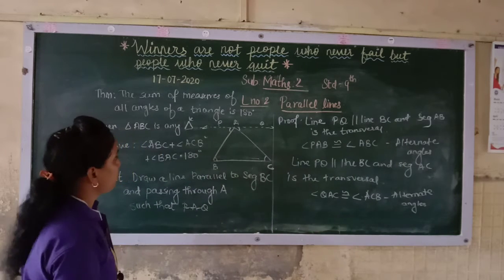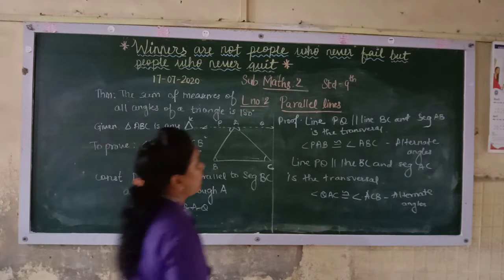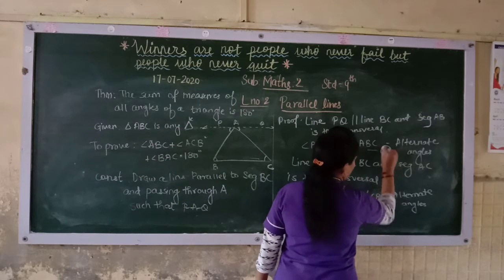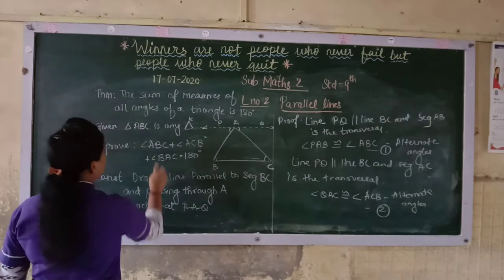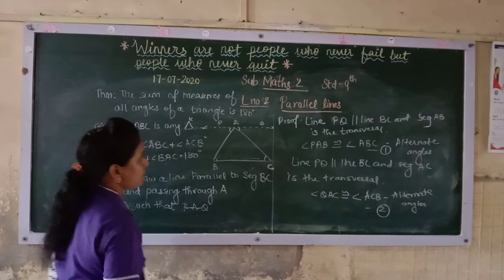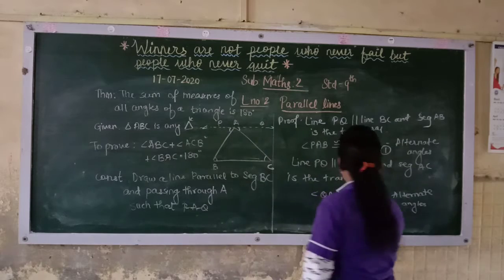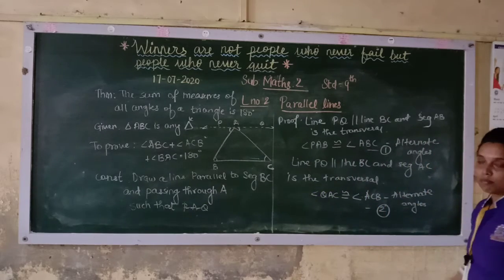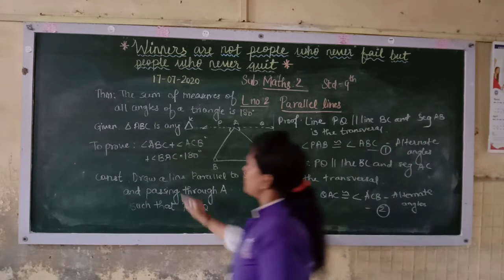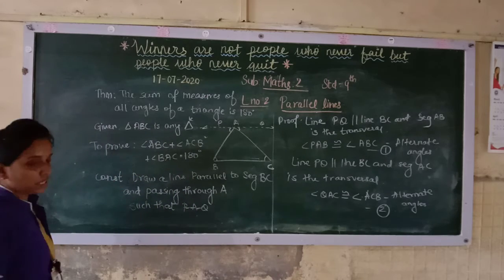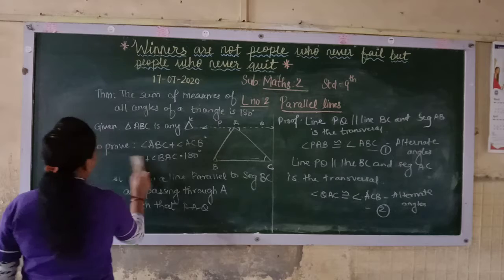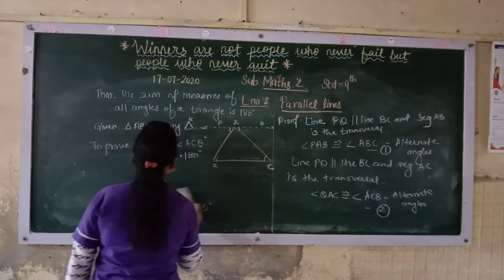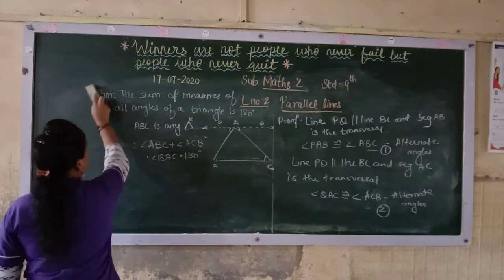Now this is 1 and this is 2. See here what we want: ABC plus ACB plus BAC. ABC and ACB are there, but what is there in between? A plus sign is there. So how will you get that plus sign? You will add 1 and 2. So on adding 1 and 2, see what we will get.